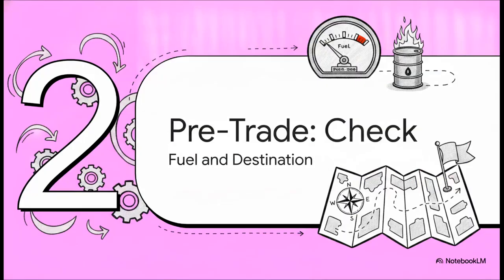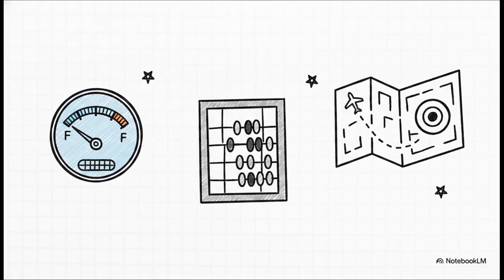Moving right along to part 2, pre-trade, calculate and check. This is all about calculating your fuel and destination. Before we even think about launching a trade, we've got to calculate the required fuel and figure out our target destination. MQL5 gives us 2 essential functions for this. First up is OrderCalcMargin. This calculates the exact margin you need for your specific order type and volume, returning it in your account's currency. Next, we have OrderCalcProfit, which projects your floating profit based on your intended entry and exit prices. These calculation functions, they're your safety net. They make sure your trading robot actually has the financial runway to pull off the maneuver before attempting it.